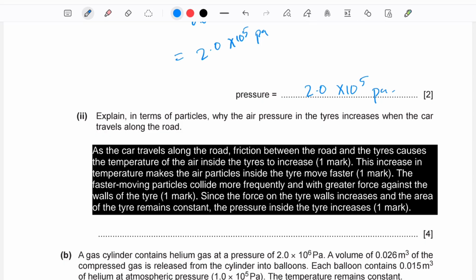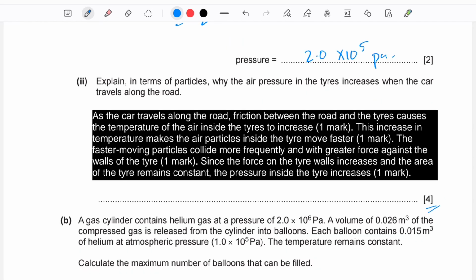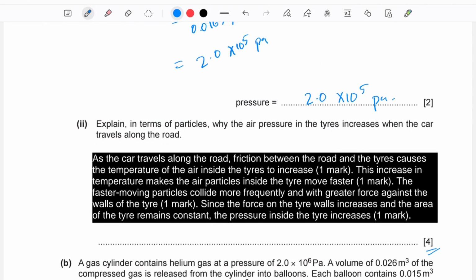Since the force on the tire walls increases and the area of the tire remains constant, the pressure inside the tire increases. This is a 4-mark question, and these are the 4 points you are supposed to cover. Why the air pressure increases when the temperature increases is a very frequently asked question. This is a little bit different. Here the temperature is not mentioned in the question, but you would have to understand that as the car travels, the friction between the road and the tires would heat up the tire. And so it's important to remember these points as it's a frequently asked question.